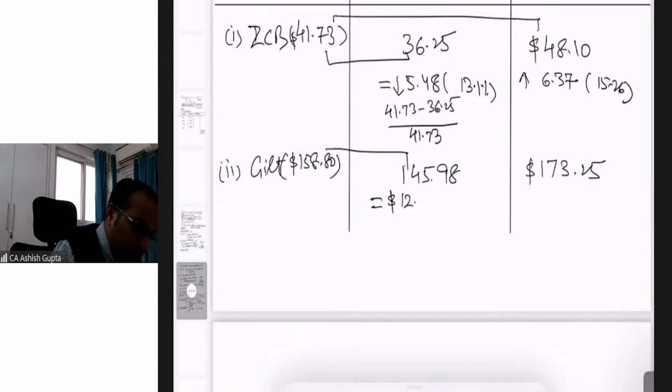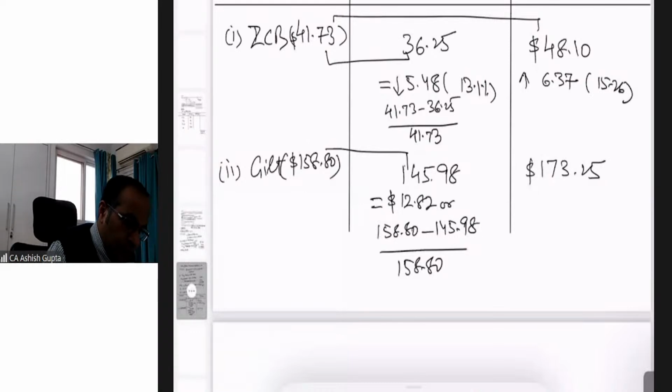In absolute terms, the change is 12.82, and in percentage form, I think it will be somewhere around 158.80 minus 145.98 divided by 158.80, equal to 8.07%. Similarly, the change will be 9.10%.